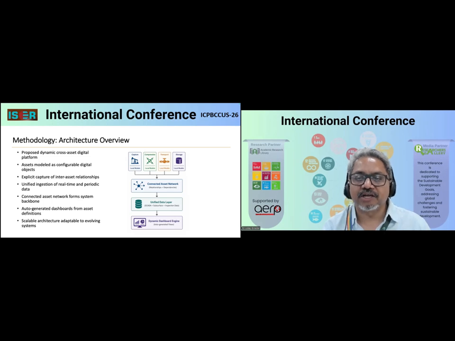Now, based on this connected asset definition, dashboards are auto-generated without the need for any fixed layouts, right? So overall, this architecture ensures scalability and flexibility, allowing the overall digital system to monitor seamlessly the physical CCUS network as it expands.